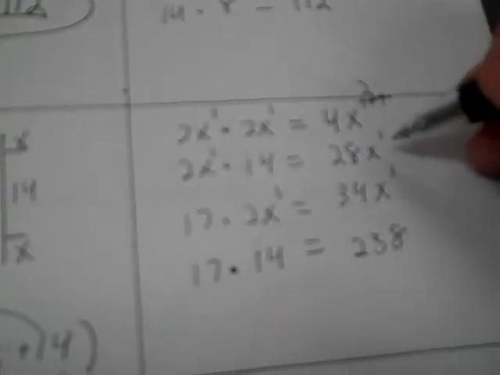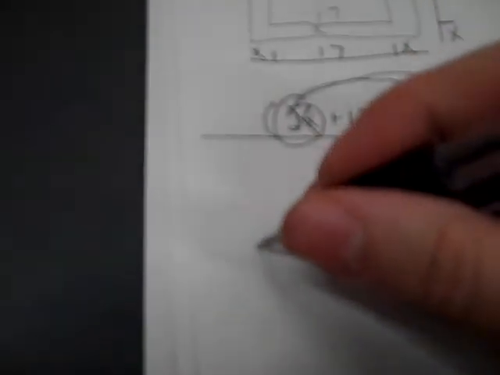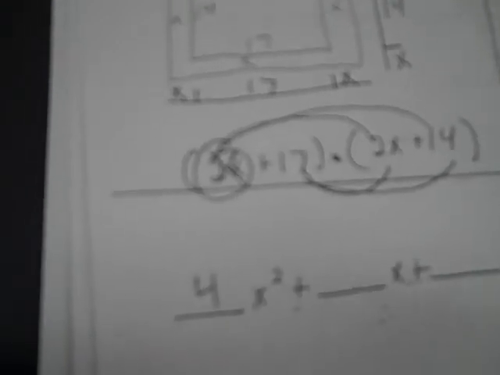Okay, and I have a second power, and then these two are both to the first power, so those get added as like terms. So I go blank x to the second plus blank x plus blank. So I have 4 for x to the second. 28 plus 34. I believe it's 62. And then 238.